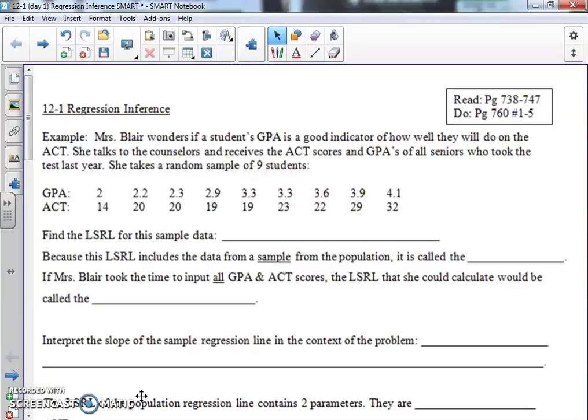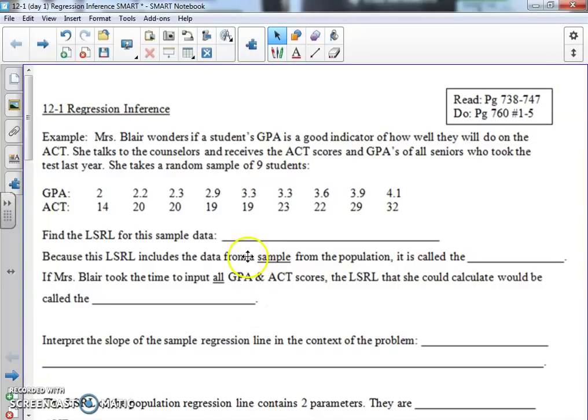Mrs. Blair wonders if a student's GPA is a good indicator of how well they will do on the ACT. She talks to the counselors and receives the ACT scores and GPAs of all seniors who took the test last year. She takes a random sample of 9 students. So if you remember, I know it's way back from the beginning of the year, but we need to find the least squares regression line for this sample data.